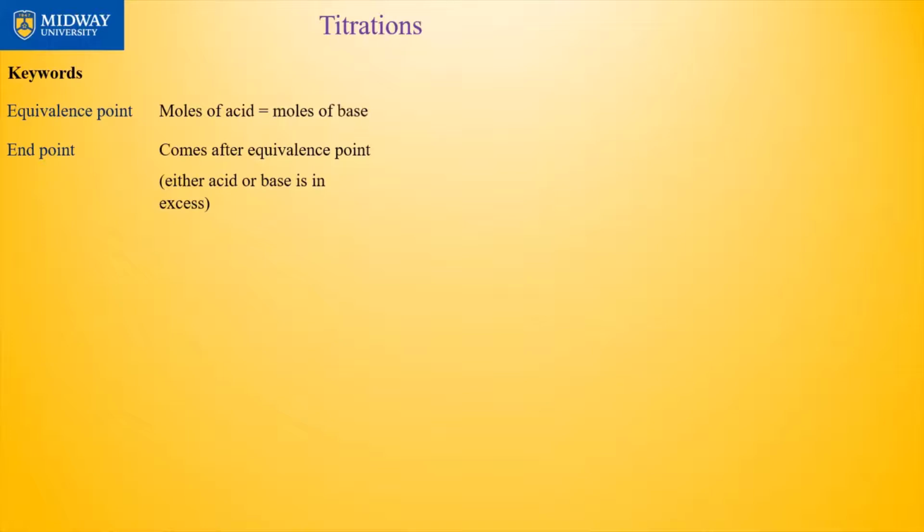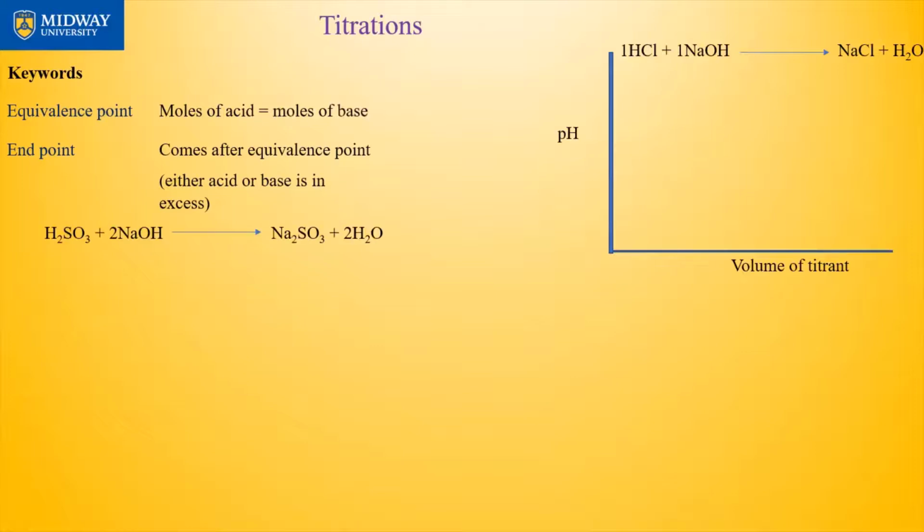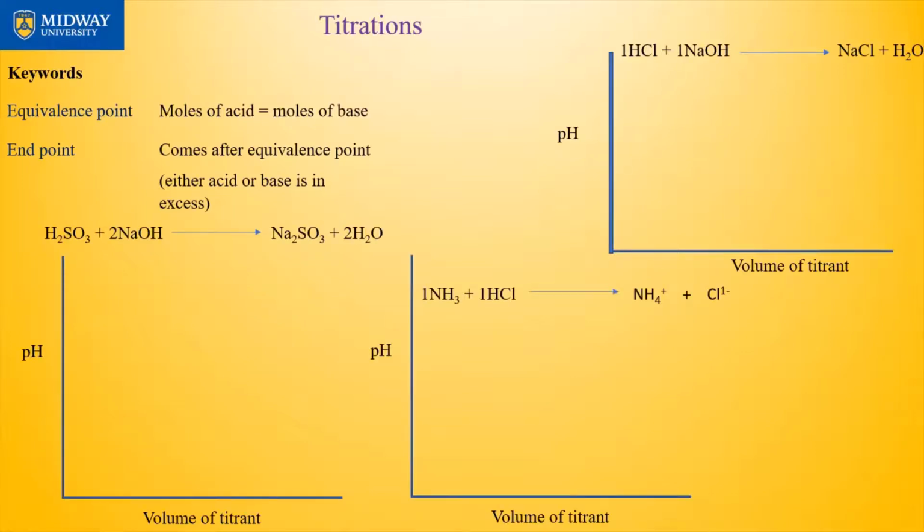But endpoint is where you actually see a permanent color change. With that in mind, I want to quickly wrap this video with these three qualitative graphs. Now, these graphs will not be drawn to scale because I'm using my virtual tablet. If you notice in all of them, the y-axis is always pH, the x-axis is always volume of titrant. What you're adding into the flask from the burette determines the direction in which the graph will start and end.